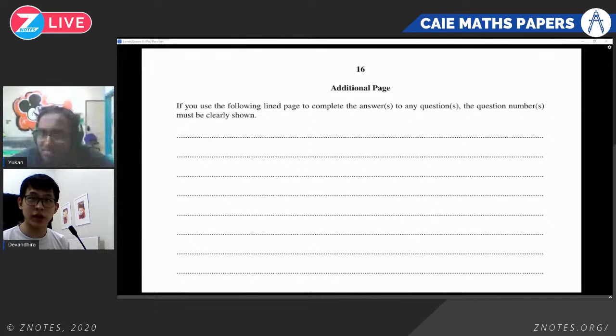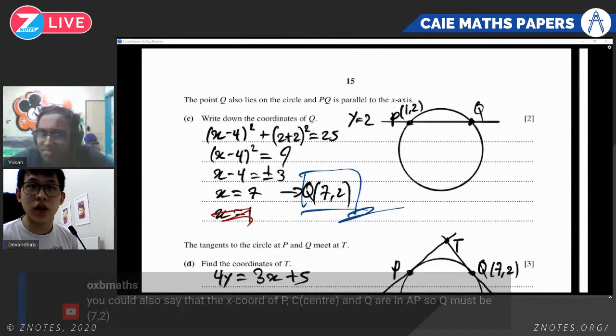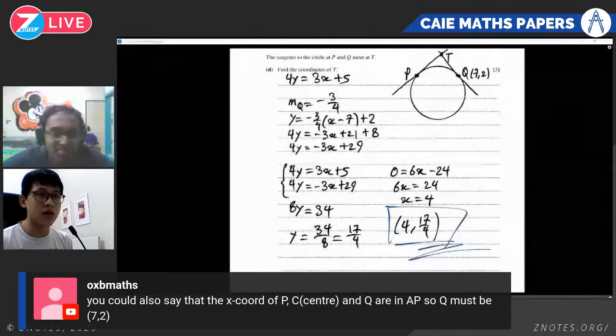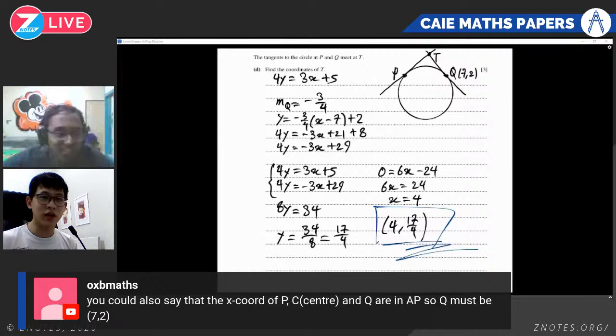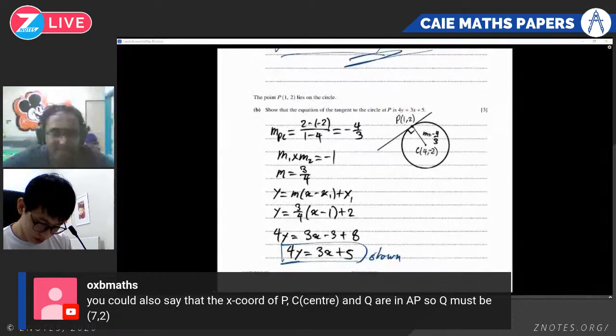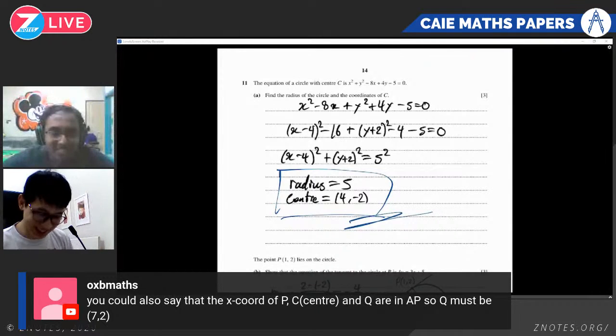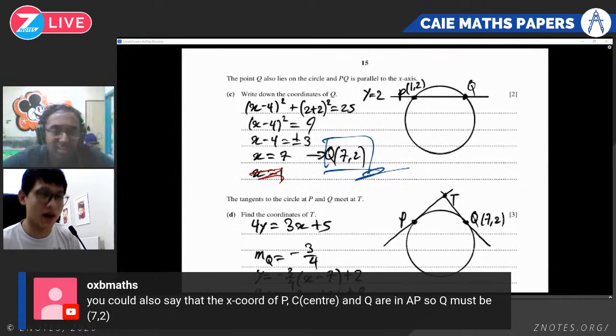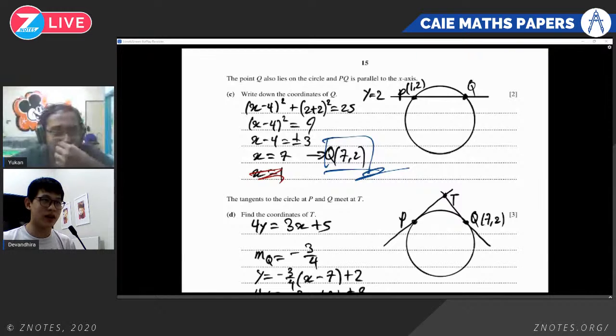That's it. It's just the additional page. Oh, somebody said you could also say that the x coordinate of P, the center and Q are in arithmetic progression, so Q must be. Oh yeah, that makes sense. So thank you for the suggestion. Where is A? Oh yeah, where's A? Whoops. I'm having brain lag. But I get what he's saying: the difference from the point to the center, and then you just add that. So thank you for the question there.